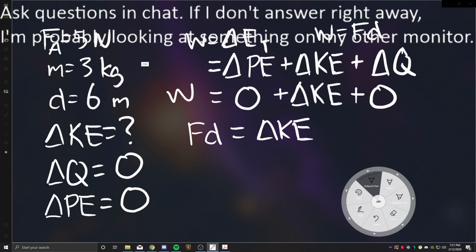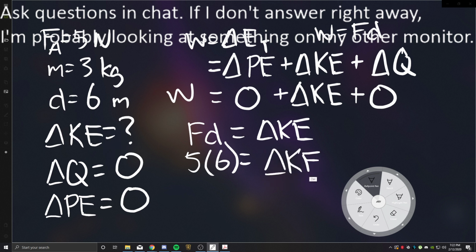So now I have everything we need. I have my force here, right? I have my force. I have my distance, which is 6. I have my kinetic energy, which is equal to my change in kinetic energy. And so it's going to be 30 joules is my change in kinetic energy. All right, so let's go over this again because I paused in between.